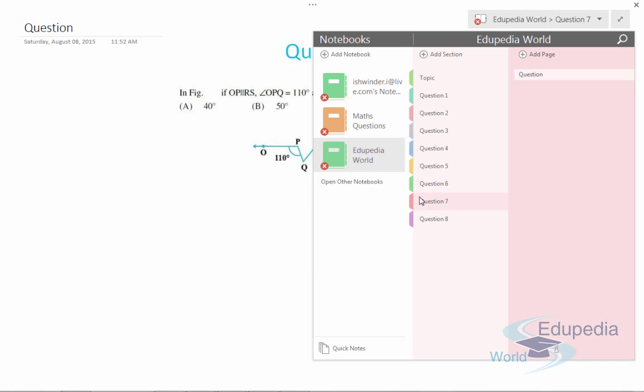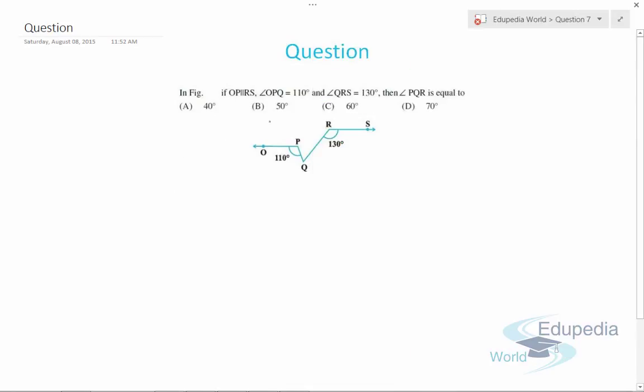Question number 7. The question number 7 says that if OPQ is 110 and QRS is 130, then we need to find angle PQR. We need to find this angle. So what we can do is extend this line, this parallel line, and this line is also parallel to this, and we can extend this transversal. Now we need to find this angle. So now this angle and this angle are equal.